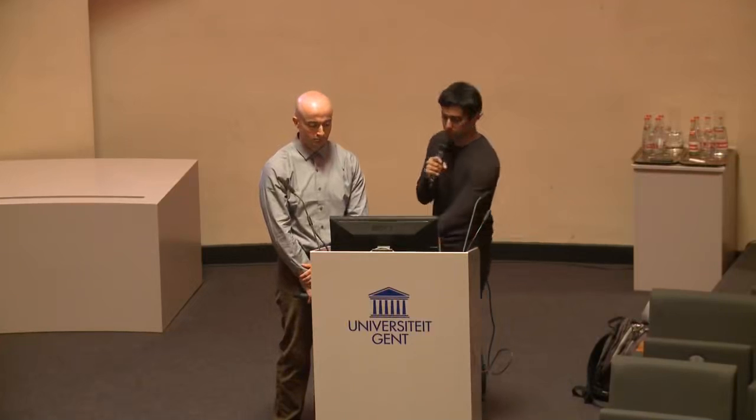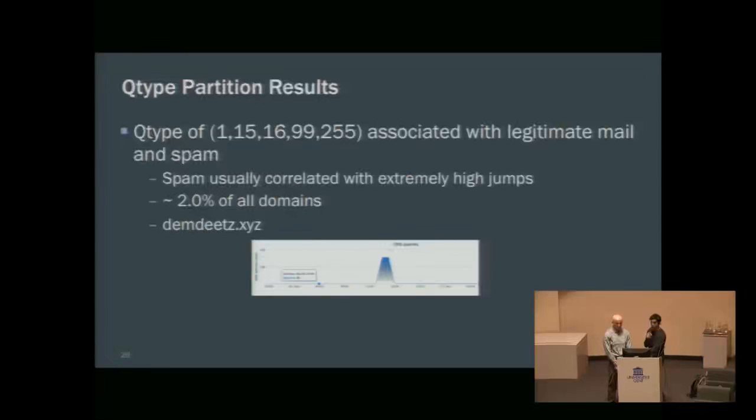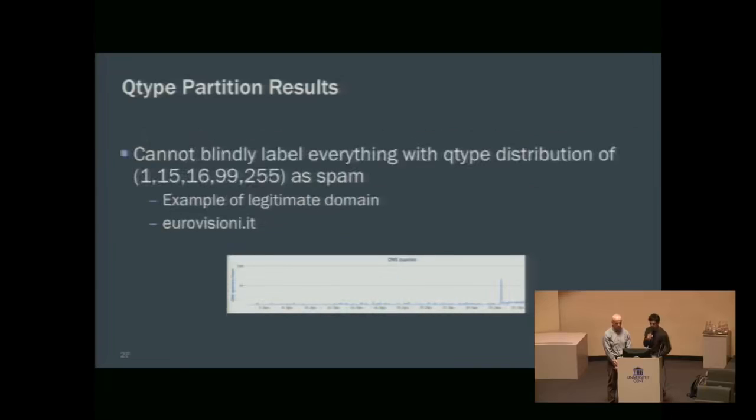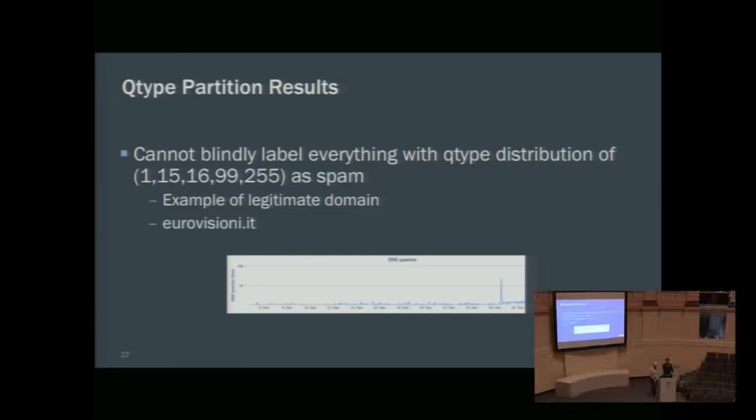However, the challenge with relying on Q-types for straight labels is you can't always blindly label things as spam. For example, here's Eurovisiony.it, which also lay in the same Q-type partition, but it was a completely legitimate domain.